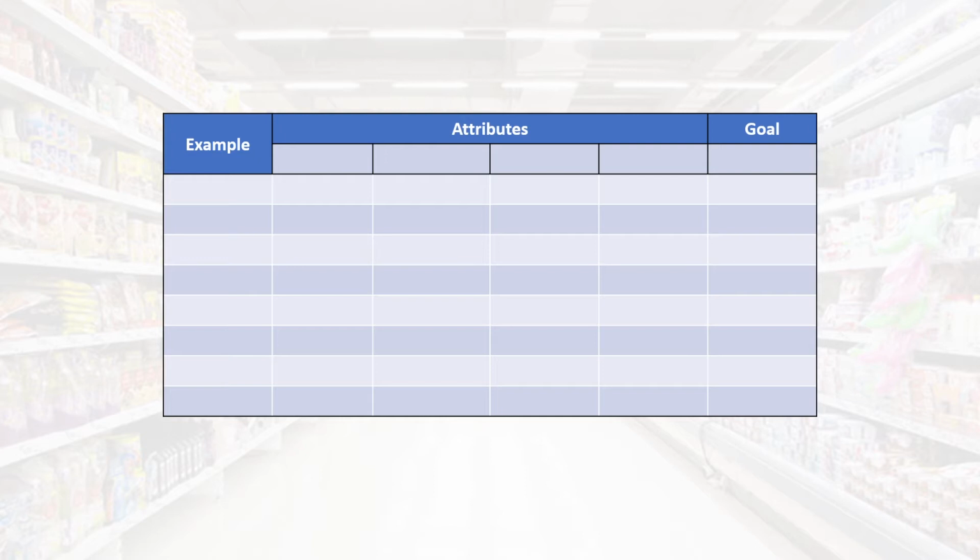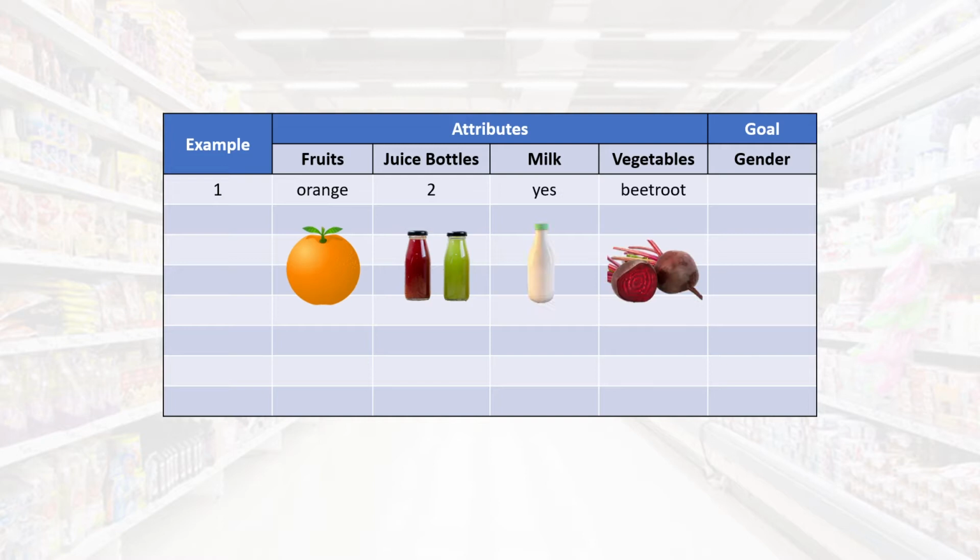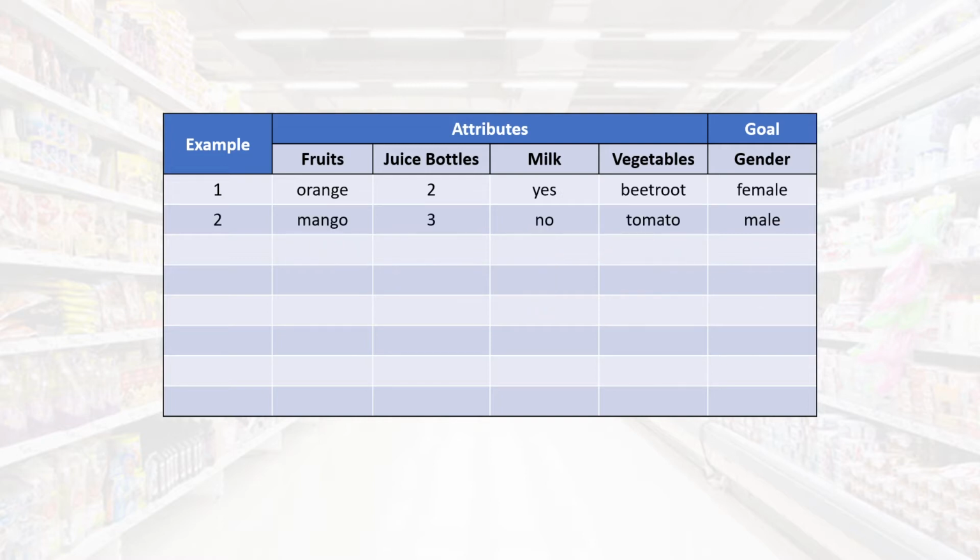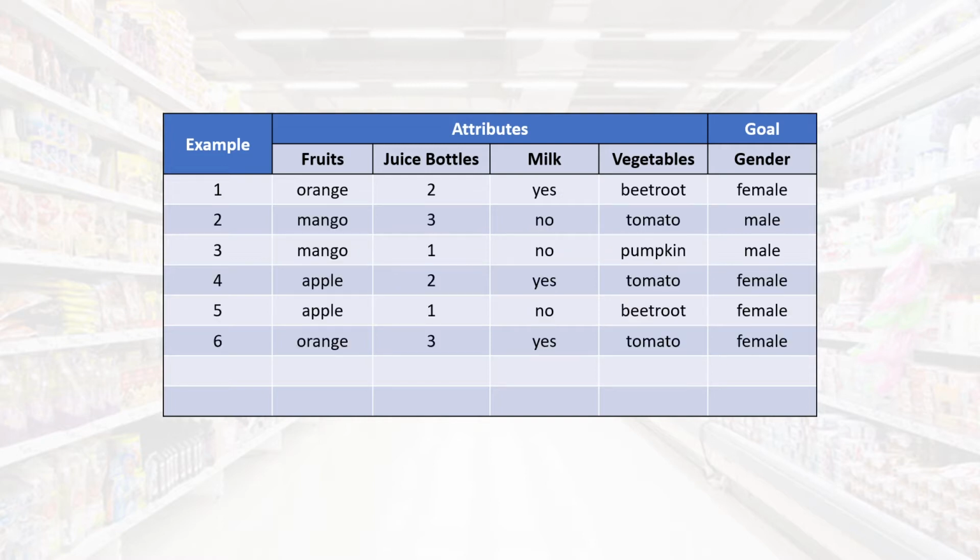Let's say you have some data, like examples of grocery shopping. It has several attributes like fruits, juice bottles, milk, and vegetables. The data also shows you the gender of the buyer. First buyer has bought 1 orange, 2 juice bottles, milk, and beetroot, and that's a female. Likewise, we have 8 such examples.